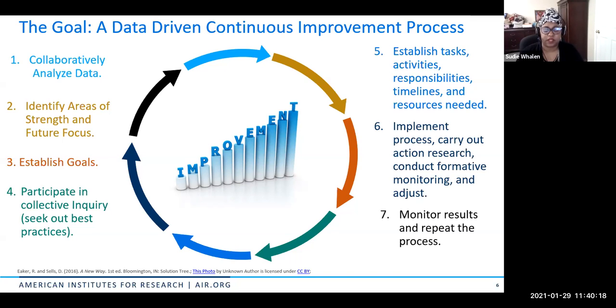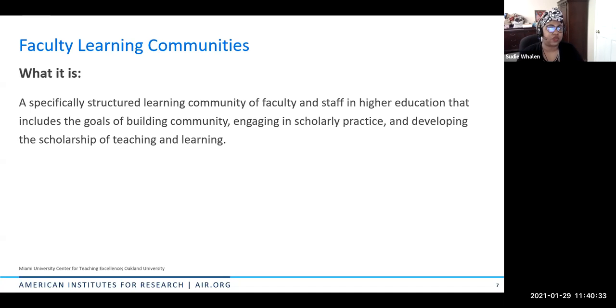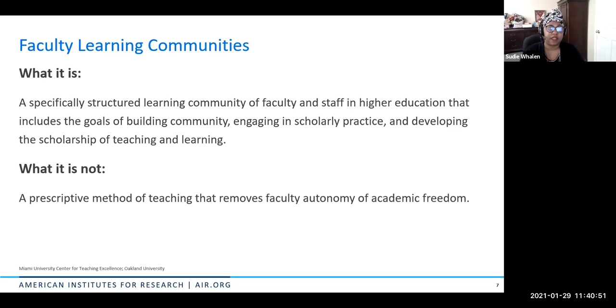So when we think about faculty learning communities, a lot of times I personally hear, well, faculty learning communities take away teacher autonomy, faculty learning communities hinder academic freedom, and that's the antithesis of what this is supposed to do. It's supposed to bring people together. So what it is is a specifically structured learning community of faculty or staff in higher education that includes the goal of building community, engaging in scholarly practice, and developing the scholarship of teaching and learning. That's what a faculty learning community is. What it is not is a perceived method of teaching that removes faculty autonomy and academic freedom.